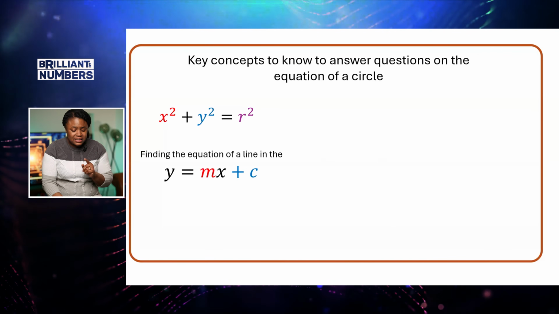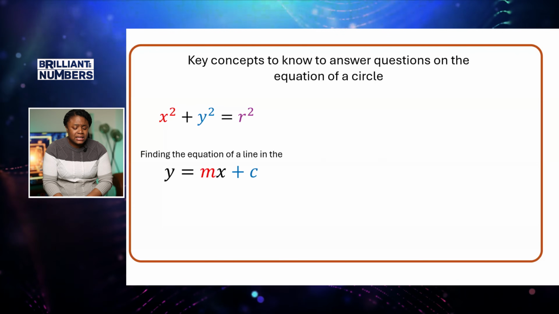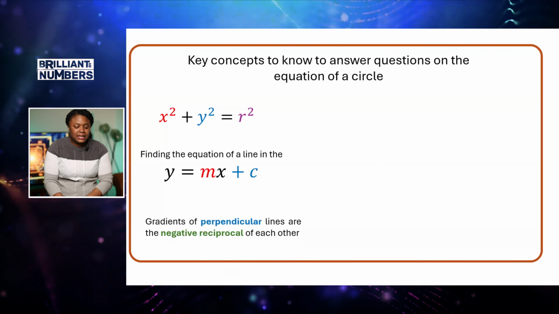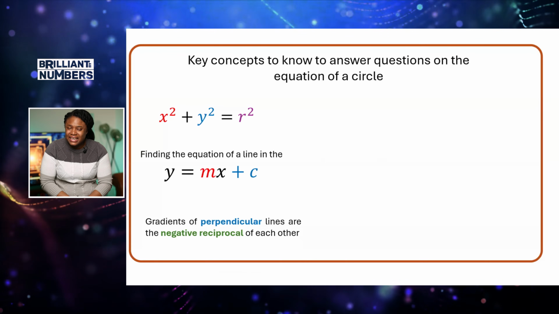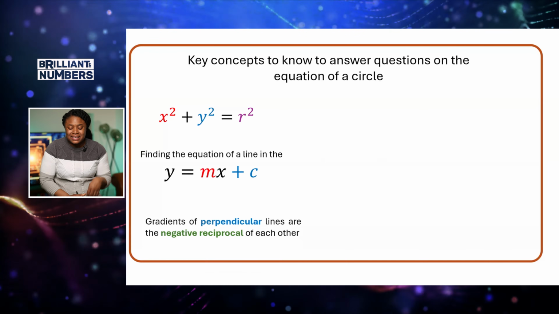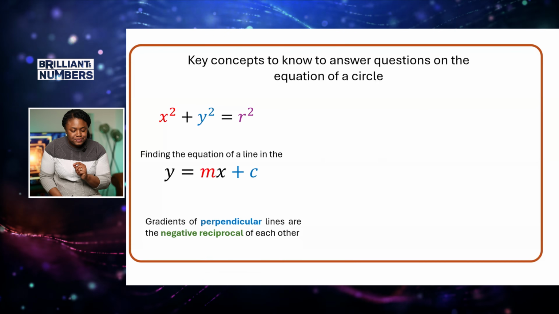I have visited this a lot of times in other videos as well, as it relates to the equation of a straight line. So we know m is our gradient and c is our y-intercept, a skill we will rely heavily on in this lesson.